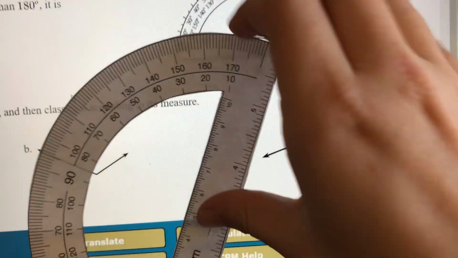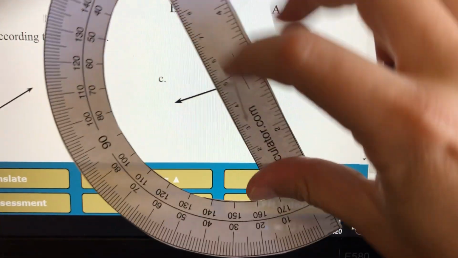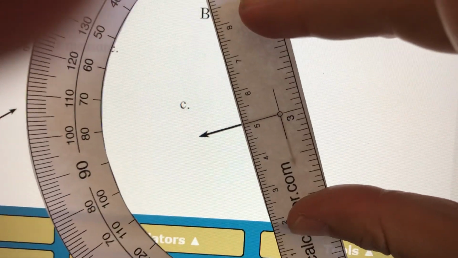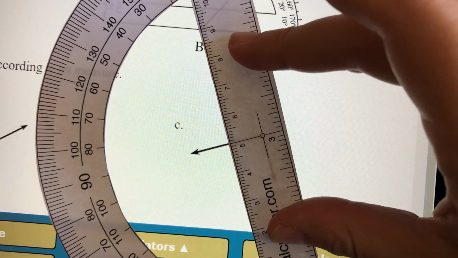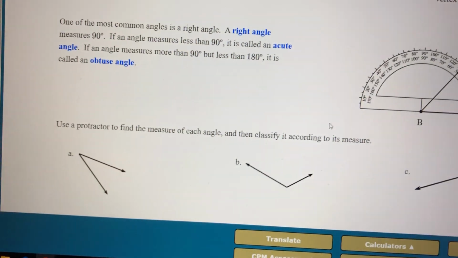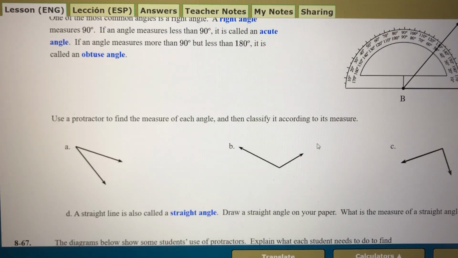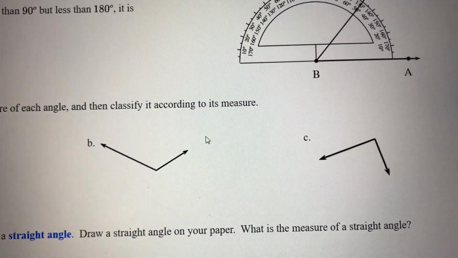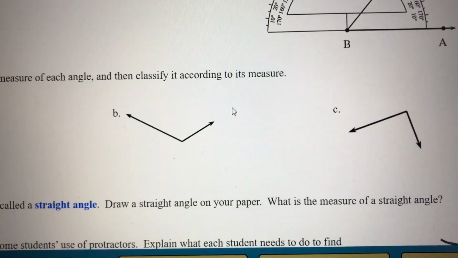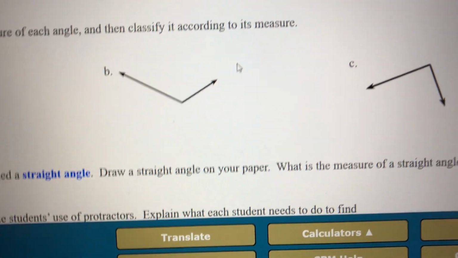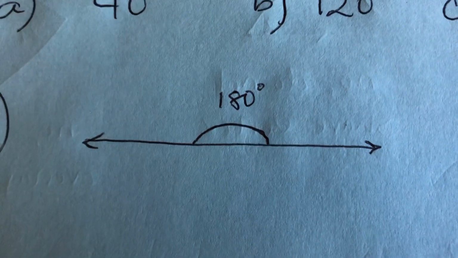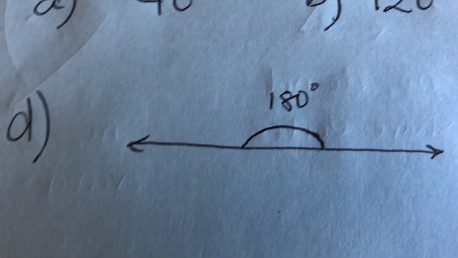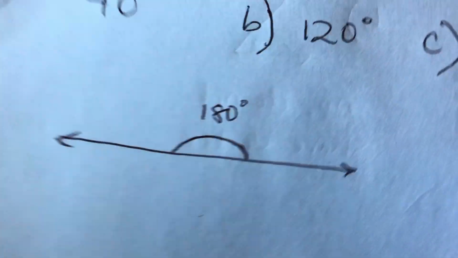Last one, part C. Let me do it with my right hand this time. If I lined it up here, there we go, it's all lined up. Oh, 90 degrees. It's pointing right at 90, so that would be a 90 degree angle. So that's part D. A straight line is also called a straight angle. Draw a straight angle on your paper. What is the measure of a straight angle? I believe we went over that this morning on the Google Meet, but I'll show you my drawing. I drew a straight line, and then I drew that little half circle to show that's the angle, and it's a 180 degree angle. It's also called a straight angle.